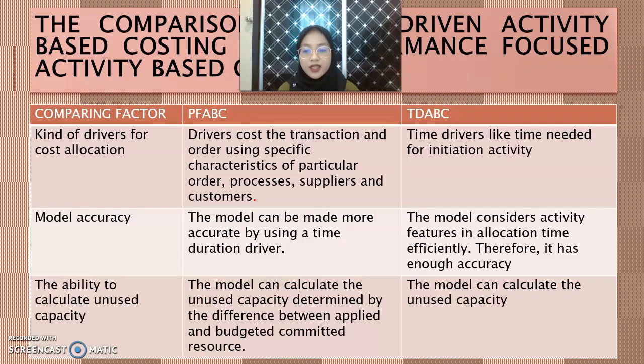Model accuracy. The model can be made more accurate by using a time duration driver for PFABC. Meanwhile, in TDABC, the model considers activity factors in allocating time efficiency, therefore it has enough accuracy. And the last one, the ability to calculate unused capacity. For PFABC, the model can calculate the unused capacity determined by the difference between applied and budgeted committed resources. TDABC, the model can calculate the unused capacity.